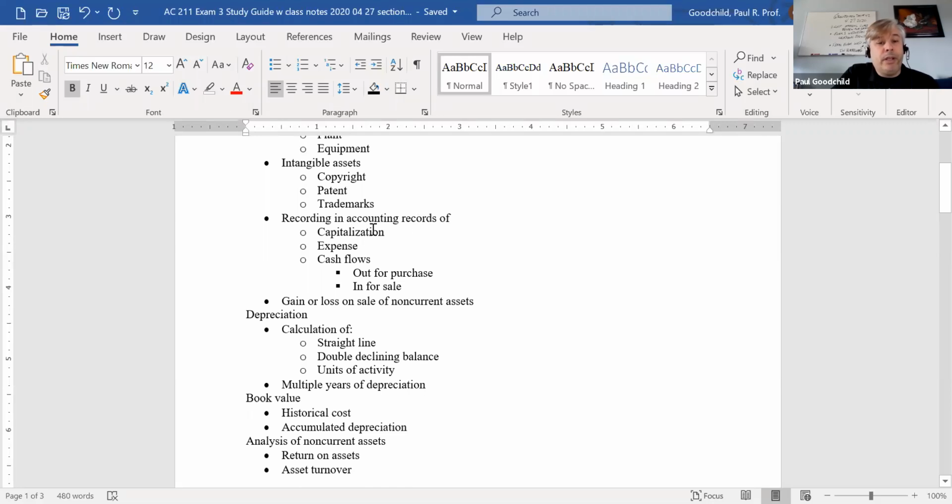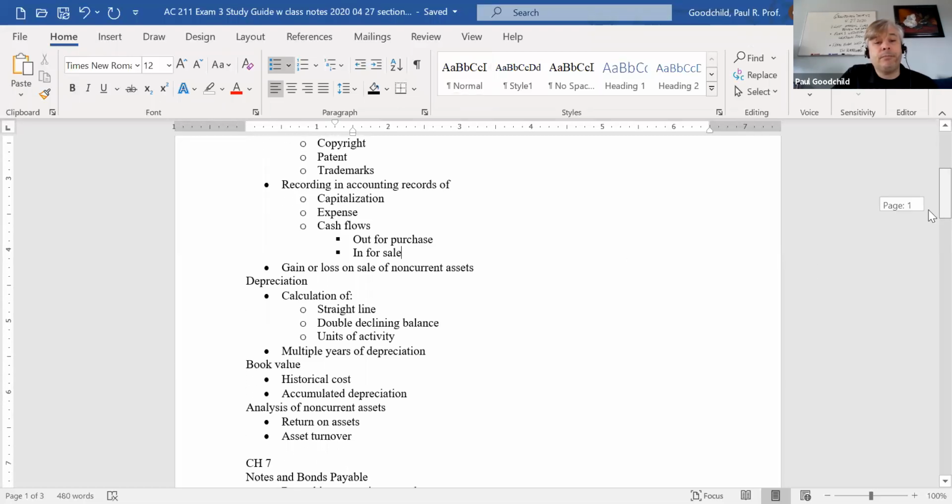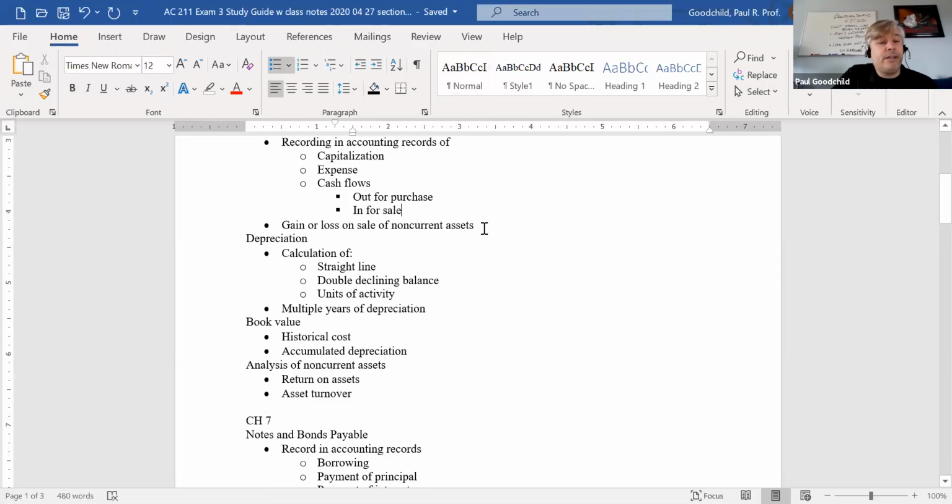Recording in the accounting records, capitalization, which would mean creating the asset. What value do you put in the books for that asset? Expense, for the most part, this is depreciation or amortization. And then cash flows, out for the purchase or in for the sale. You have gain or loss on sale of non-current assets. That gain or loss would be your proceeds minus your book value.